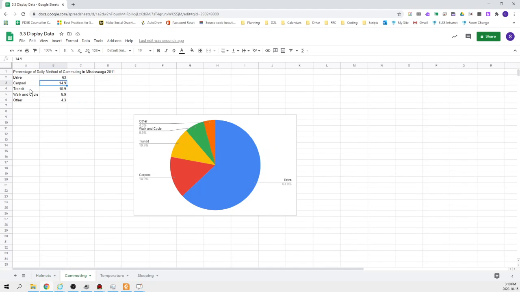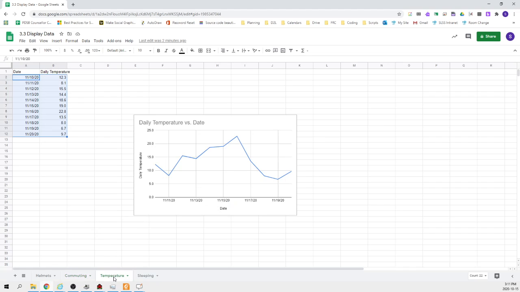So we call this categorical data. With commuting, it's the same thing. You fall into one of these categories. Driving and carpooling is not a quantity. They're just categories. So you fall into one category or the other. So this, again, is categorical data.